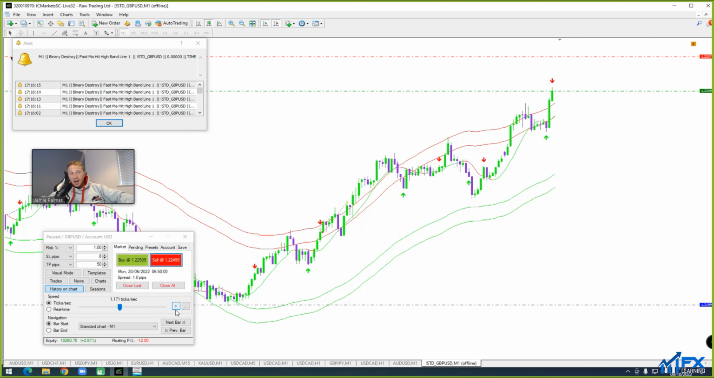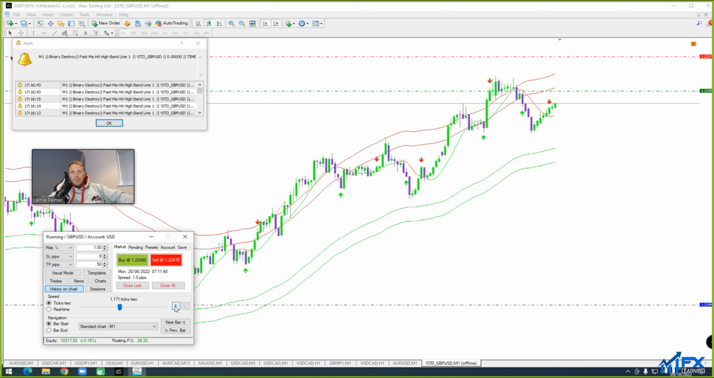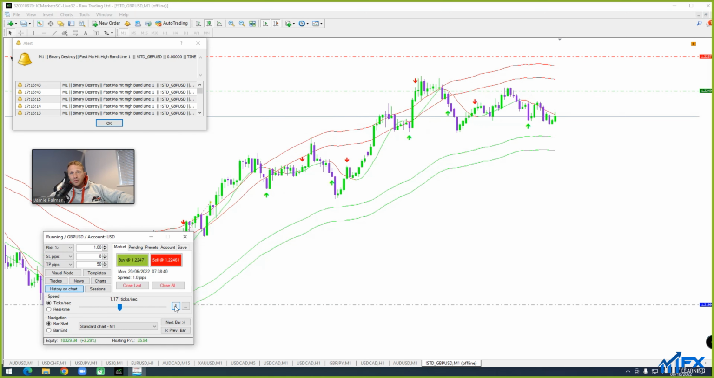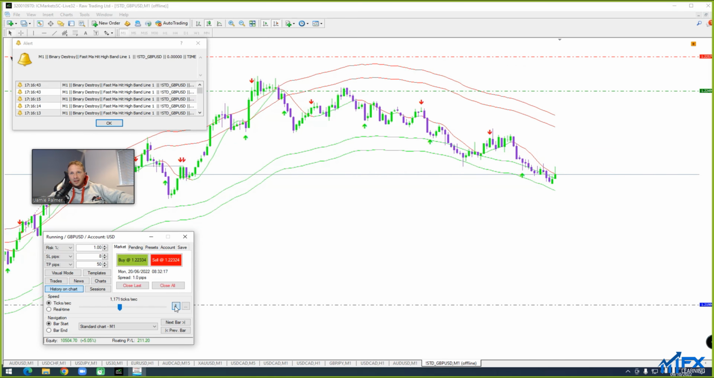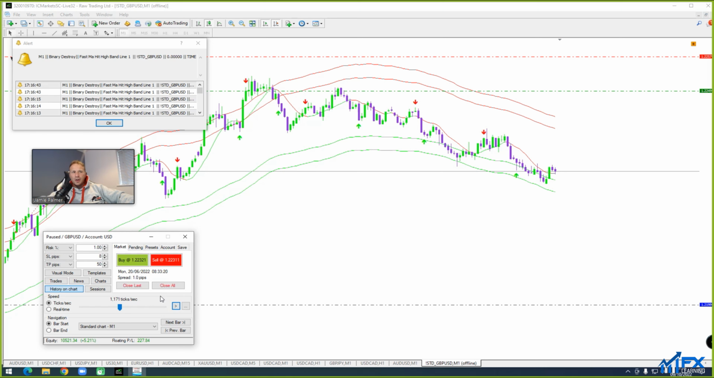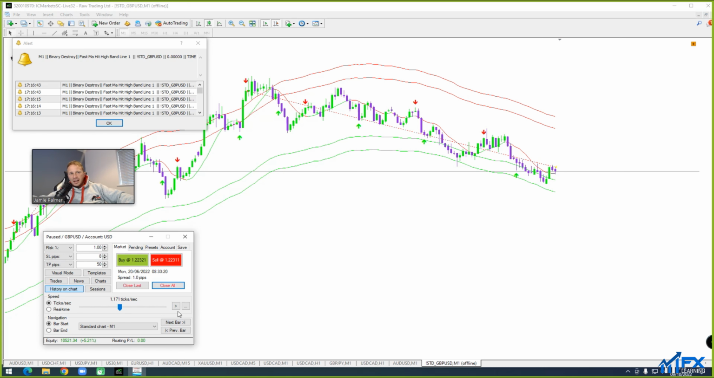There's my take profit. I'm not saying this trade is going to win. I might close it off early. Okay, and I'll close it off there.